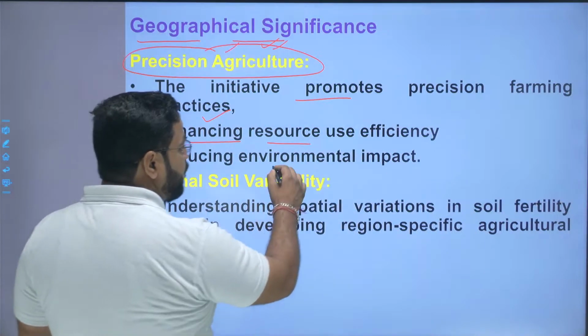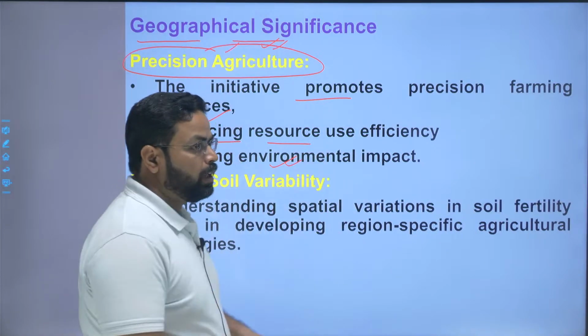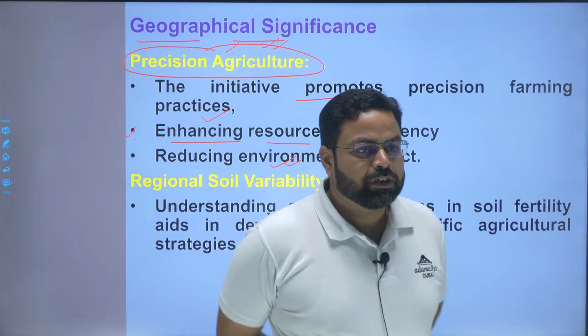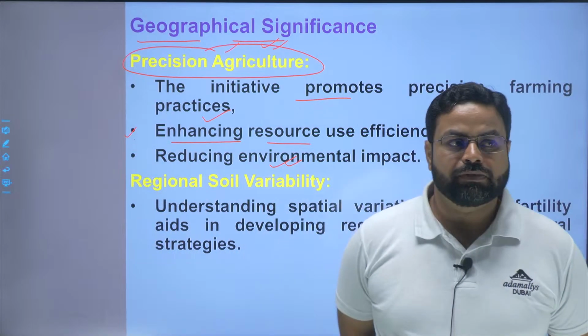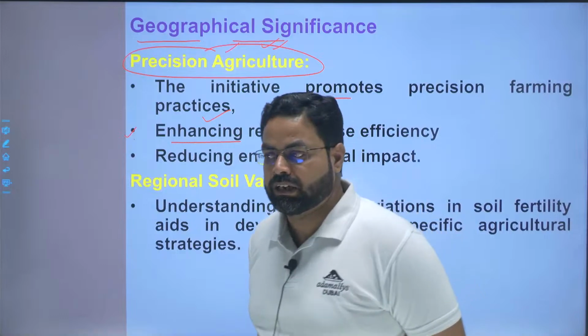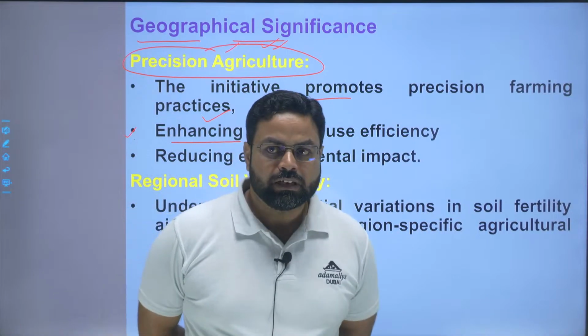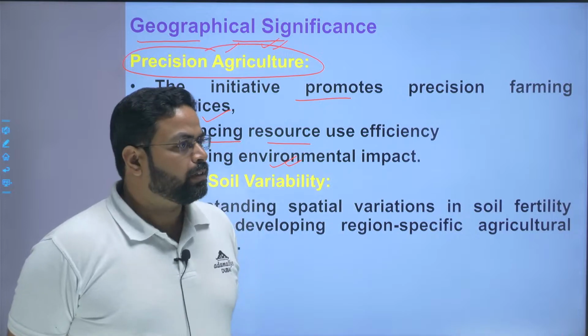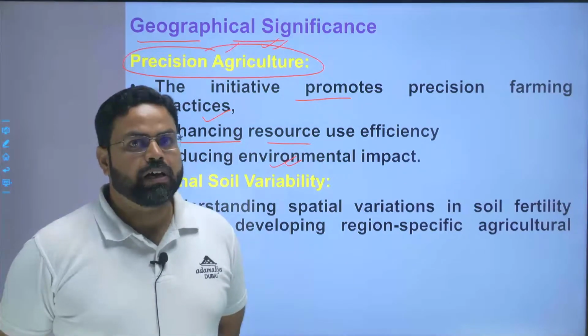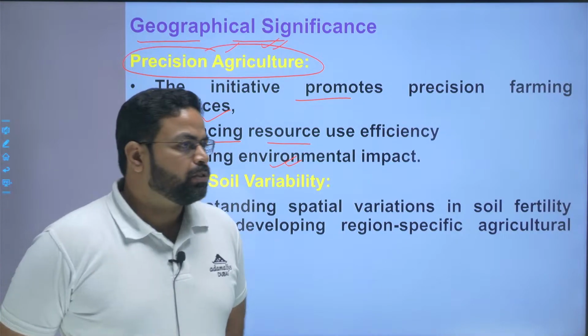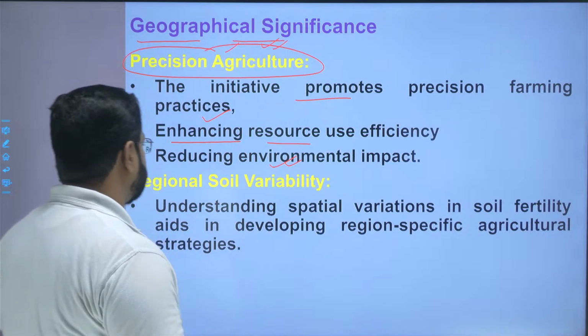Thereafter, reducing the environmental impact. Unscientific use of chemical fertilizers and pesticides basically causes various environmental impacts in the locality, and this will get reduced because of the proper and precise use of fertilizers and pesticides.